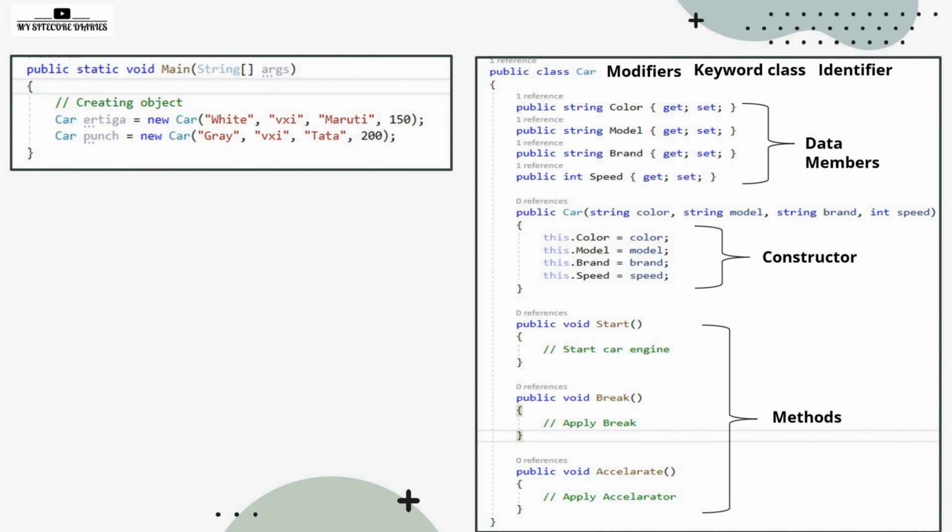Okay, car is your class. So Ertiga has its properties: its color is white, its model is VXI, its brand is Maruti, and speed is 150. So that is how it is defined.